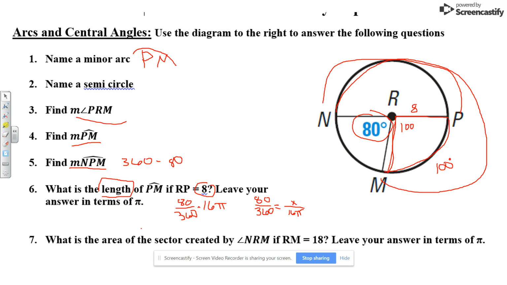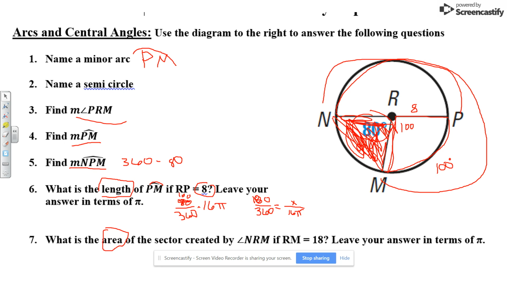And then the area of the sector created, if RM equals 18, so this time now our radius is 18, the area of the sector created by NRM. So we're talking about this one right here. And I just noticed, maybe you guys already saw this as I'm coloring this in, and I hurry here. Arc PM was 100, so this would have been 100. Sorry about that. I'm trying to write with the mouse.